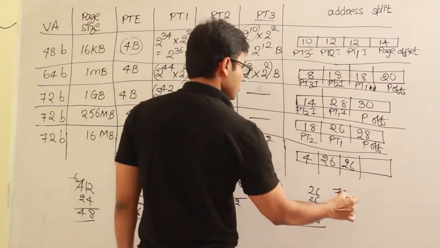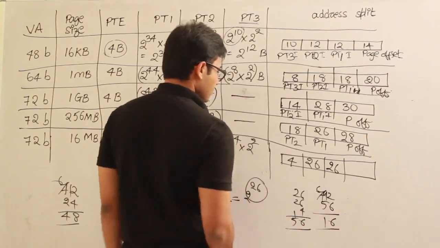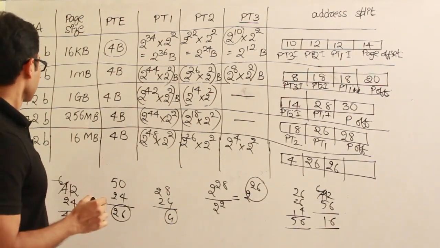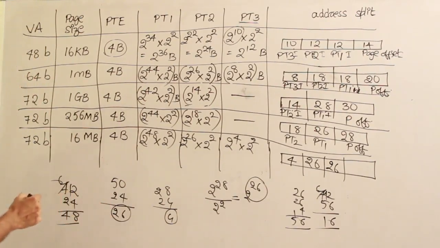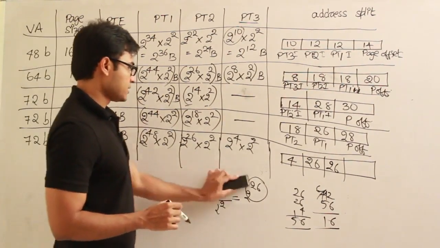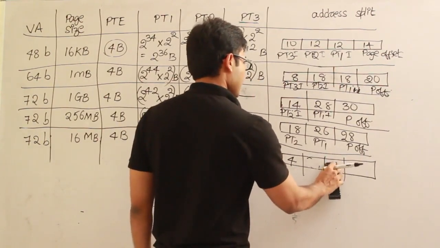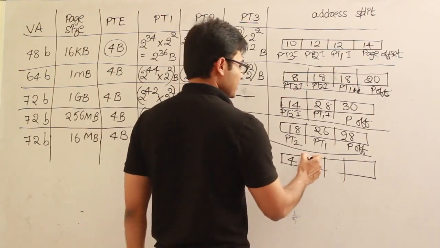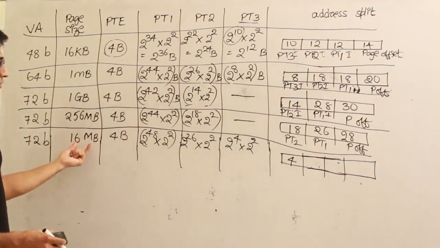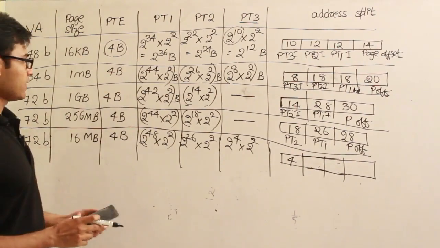And now 72 minus 56, right? So how much is this? 16. I got 16. I think I'm supposed to get 24, right? Somewhere something has gone wrong. Okay, it is not 26. I feel this number is not 26. I did something wrong here. Okay, watch it once. So one good thing is there is a cross checking here. The last one, the page offset, should be equal to the page size. I mean, if the page size is 16 MB, the last one should be 24. If I don't get it, then I'll do it again.